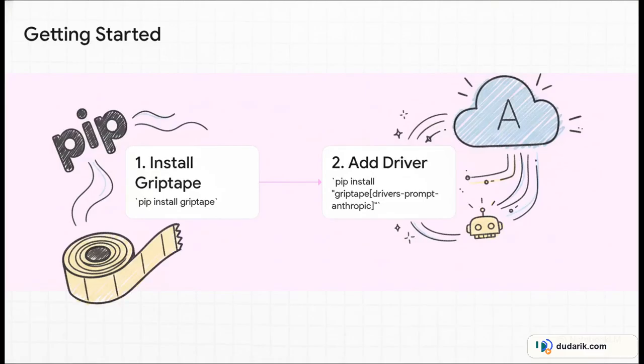It's literally just 2 pip installs. First, you grab the core Griptape library. Then, you install the specific driver for the service you want to use. In our case, that's the Anthropic driver to connect with Claude.